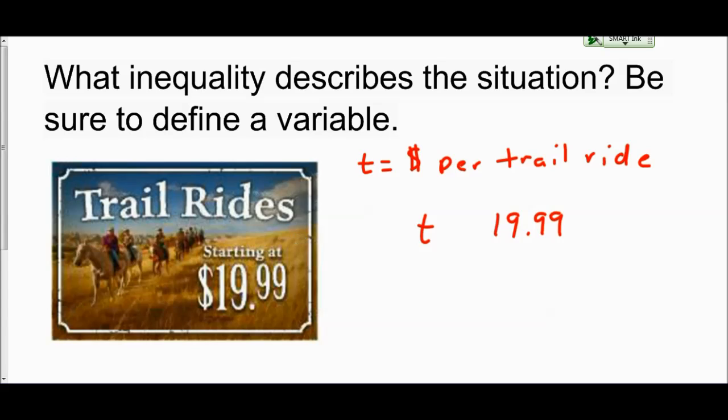Well, looking at the problem, it says starting at $19.99, meaning that the prices are going to go up. This is the bare minimum amount I'm going to spend on my trail ride. So to show that it's going to be more than $19.99, I'm going to have greater than or equal to. We could pay $19.99 or we could pay $25, $30, depends on how far we go on our horses. So that's how we write an inequality to fit this situation.